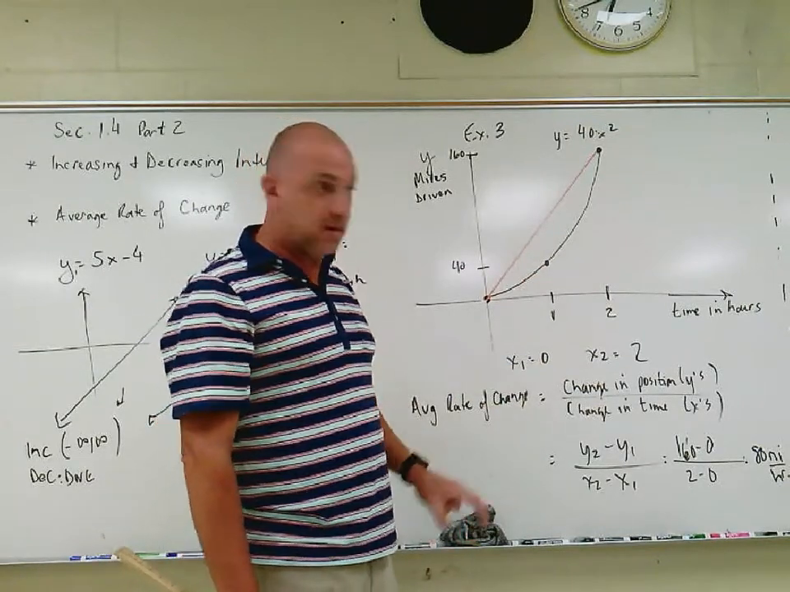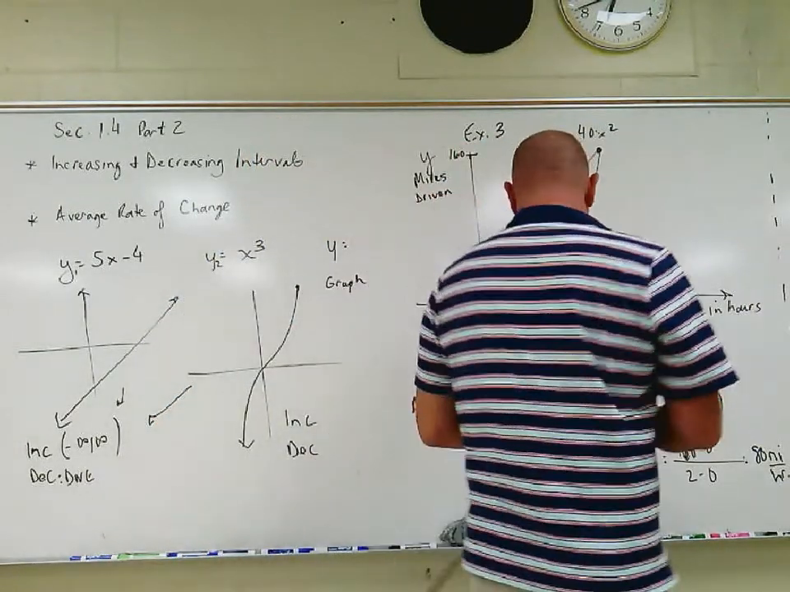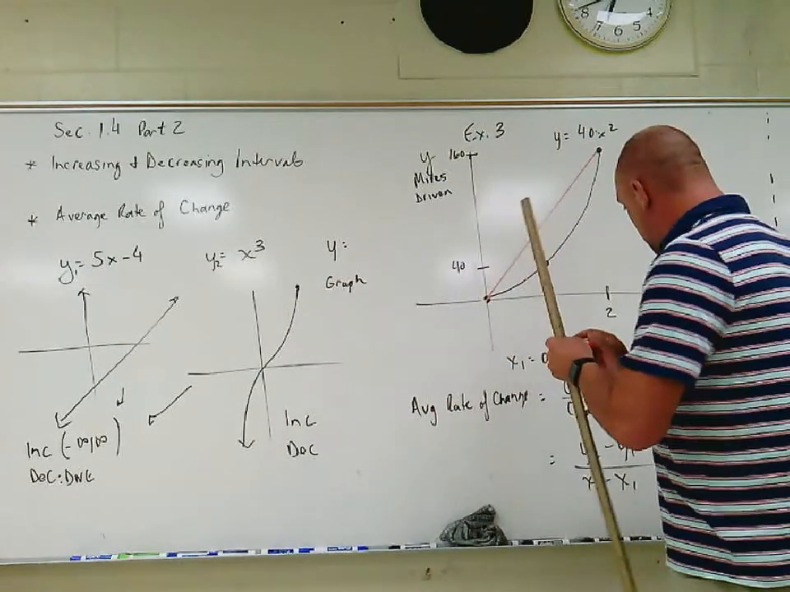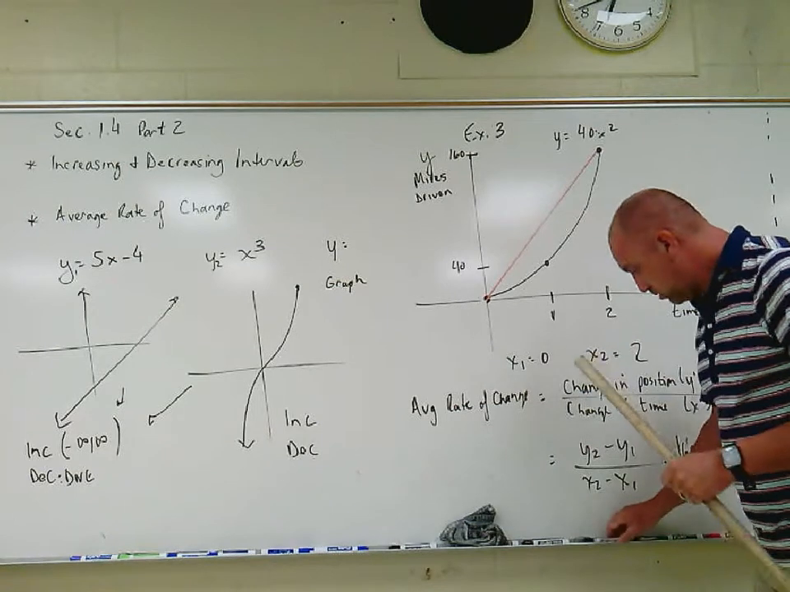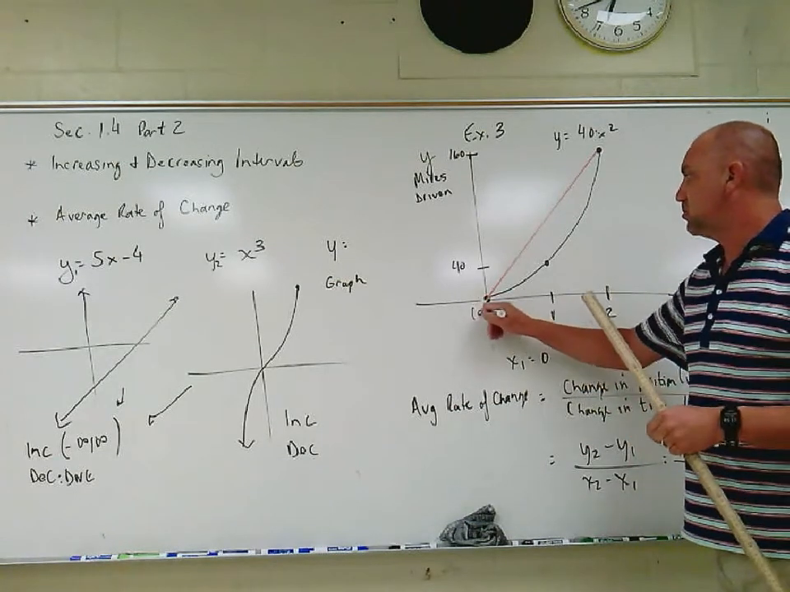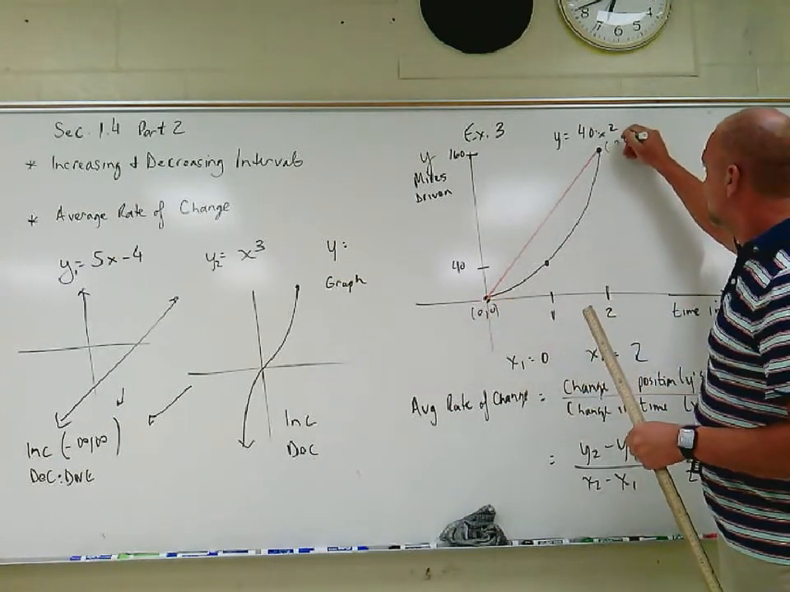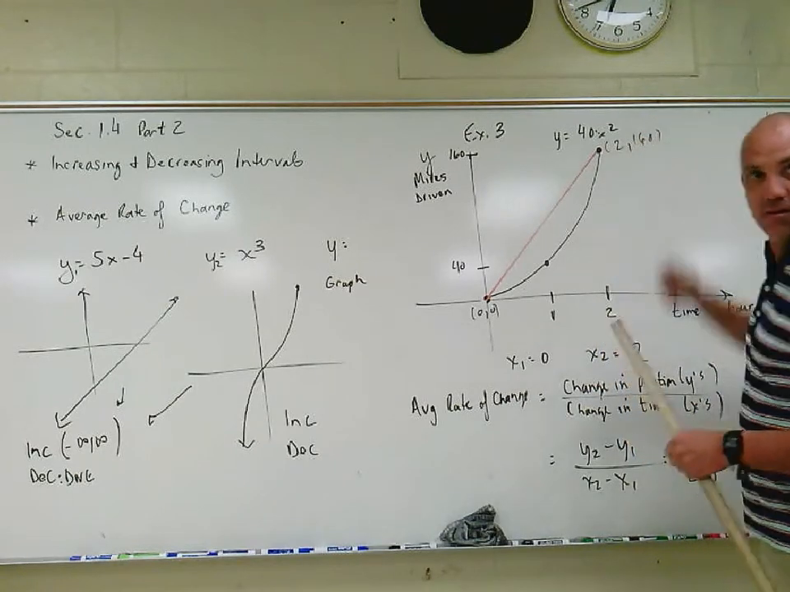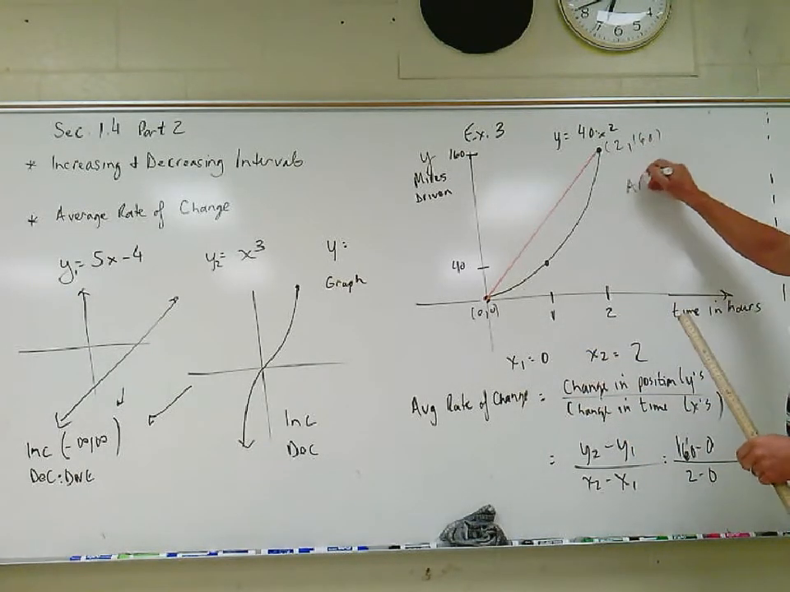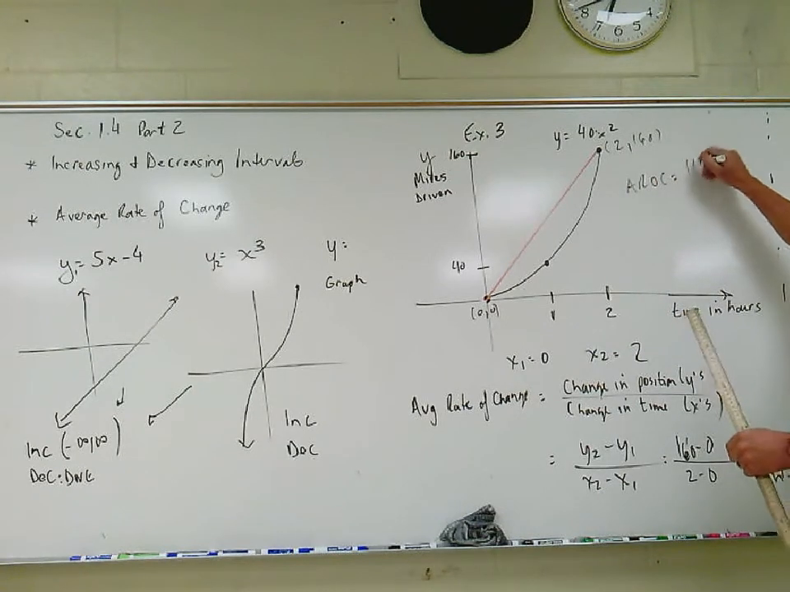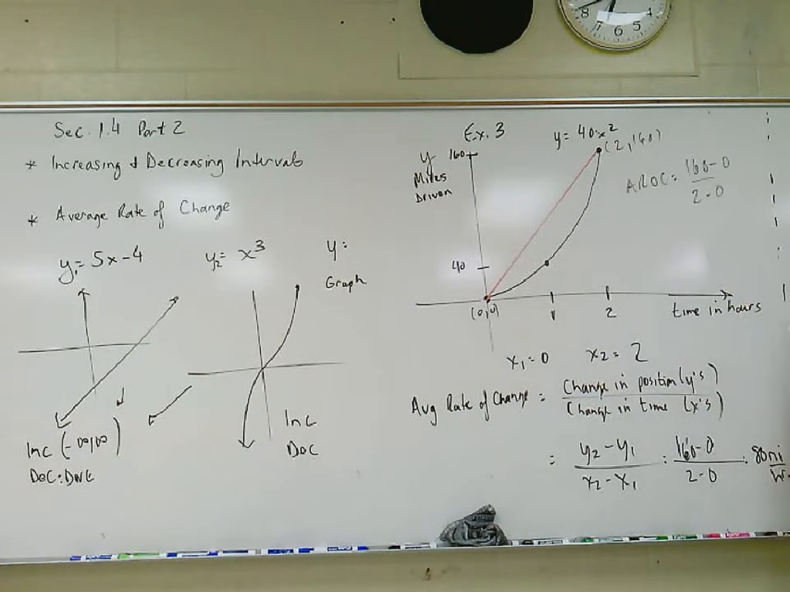Yeah, it is. Because look, how do you do average speed? Change in position over change in time. What's this first position? 0, 0. What's this second position? 2, 160. So I do average rate of change: change in y's over change in x's. Guess what answer I get? The same.